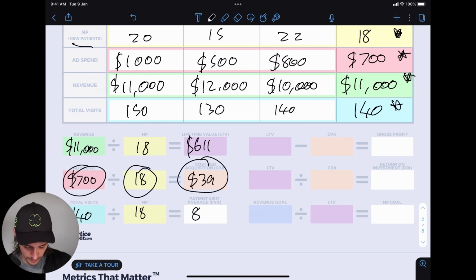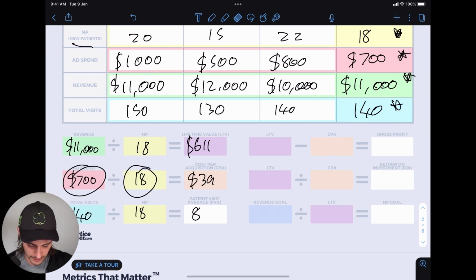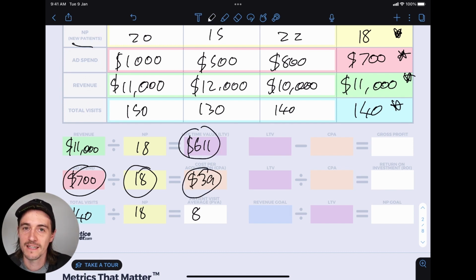Now, what's cool about knowing this number? Well, if I know that my lifetime value is substantially higher than it costs me to get a client, then I'm making a lot of money. So here, it costs us $39 to buy a client that spends $611. And so now I can go to the bank and get out a whole lot of money and say, great, I'm just going to go and buy new patients for $39 because I know that they give me $611. And again, we'll talk about this more in a minute, but what does this mean?